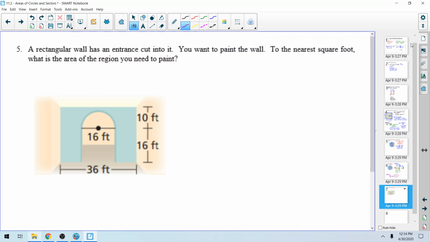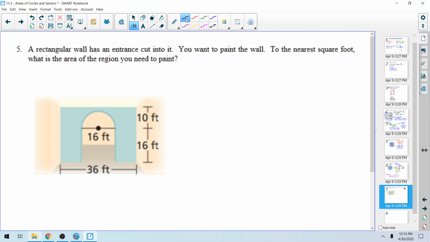Last but not least, a rectangular wall has an entrance cut into it. You want to paint the wall. To the nearest square foot, what is the area of the region you need to paint? Okay, so to be clear, the wall is kind of like that greenish bluish color. That's what we need to figure out.